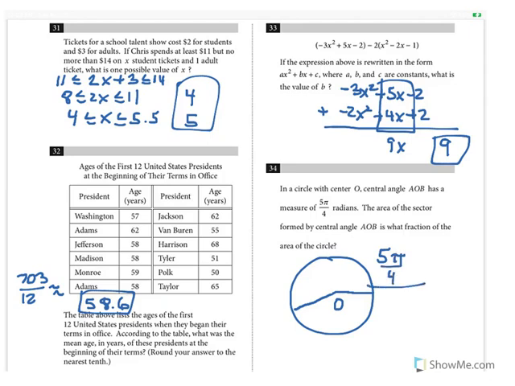So 5 pi over 4, we need to divide that by 2 pi, because 2 pi radians is the entire circle. So that gives us 5 pi over 4 times 1 divided by 2 pi. Our pi's are going to divide out, and that 5 pi over 4 is 5/8 of the entire circle, one rotation. So that means the area of that sector is going to be 5/8 the area of the circle. So 5/8 or 0.625.